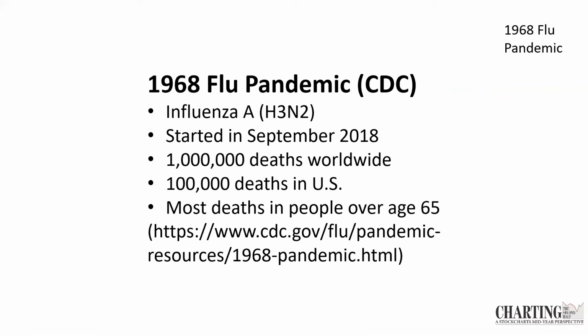It was an influenza A strain. It started in September 2018. Look at this. We had 1 million deaths worldwide, 100,000 deaths in the U.S. And most deaths were in people over age 65. And of course, this comes from the CDC. Similar statistics. But you want to see what the market did in that period compared to what it's doing now.